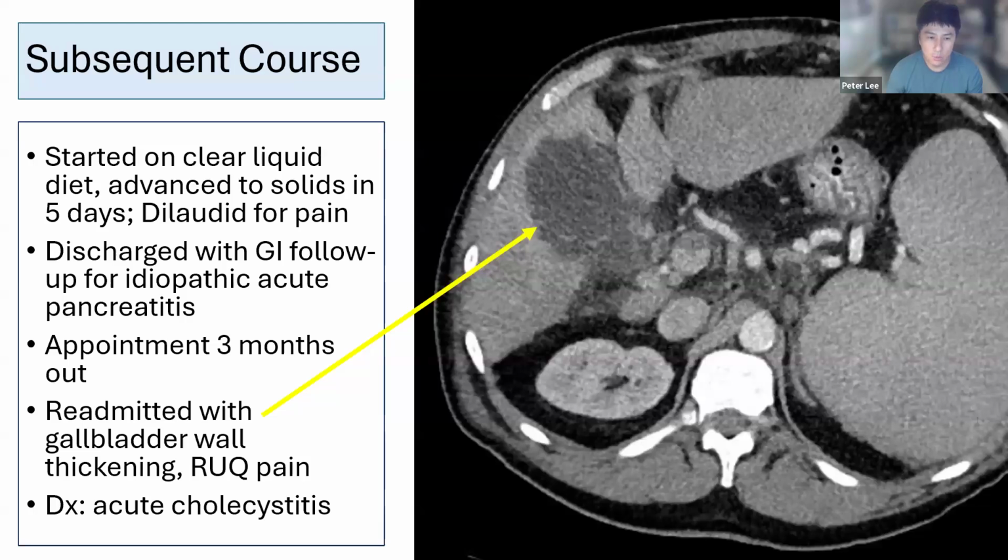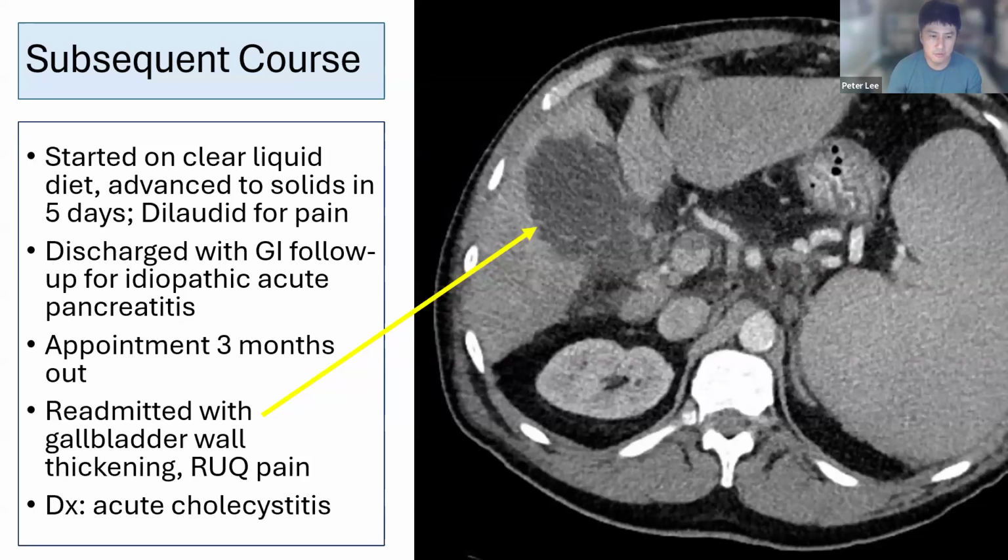Now, I want you to think about the answers to those questions, but in the interest of time, I will tell you what happened subsequently, just to stimulate conversation and discussion. The patient was started on a clear liquid diet, advanced to solids in 5 days, given Dilaudid for pain, and discharged with GI follow-up, labeled as idiopathic acute pancreatitis because there was no stone in the gallbladder.